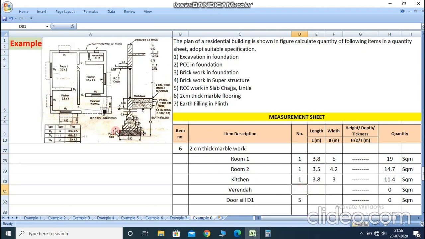And for the veranda, 2.3 meter wide, but here the veranda length is not given, clear? So the veranda length is 3.5 from this portion, and 0.3 wall thickness is included because marble is provided in this portion. So 2.3 meter wide by 3.8. Here the veranda is single, 3.2 and 3.8 is the veranda width.